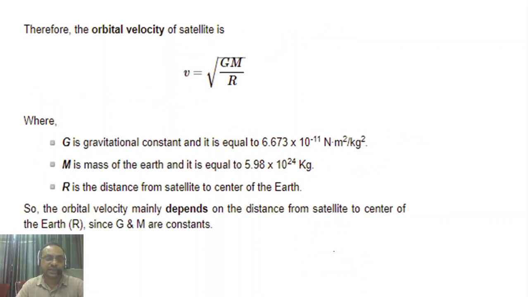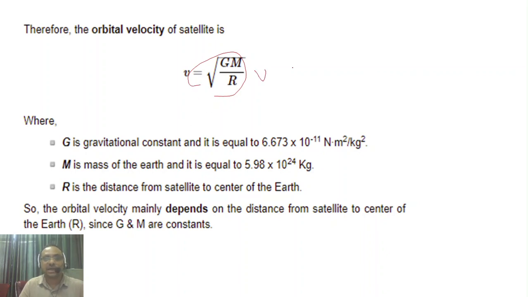Orbital velocity of satellite is the velocity at which the satellite revolves around the Earth. Satellite does not deviate from its orbit and moves with certain velocity in the orbit when both centripetal and centrifugal force are balanced to each other. Okay, so the orbit velocity mainly depends on the distance from the satellite to center of the Earth, since G and M both are constant. So see, here V is equal to under root G M upon R.